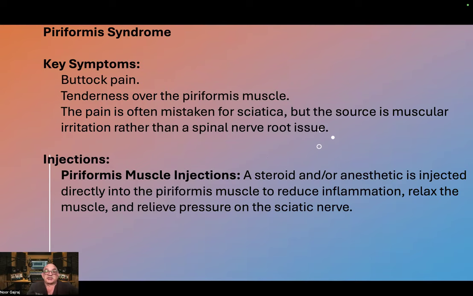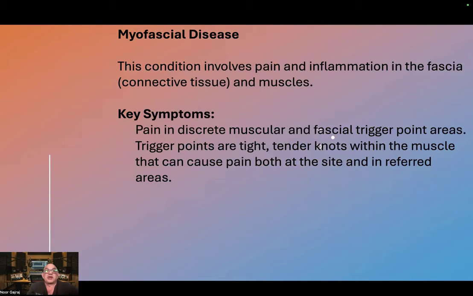Injections, piriformis muscle injections. A steroid and/or an anesthetic is injected directly into the piriformis muscle to reduce inflammation, relax the muscle, and relieve pressure on the sciatic nerve.